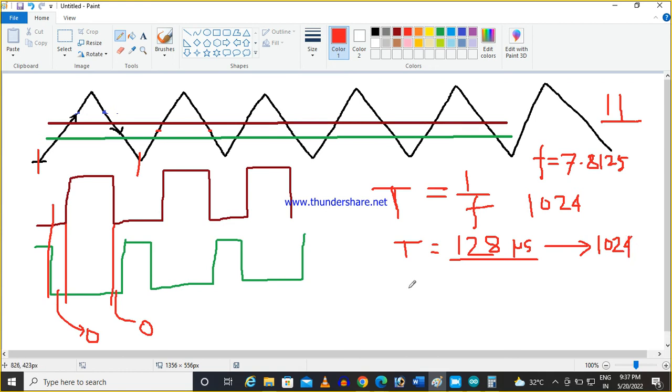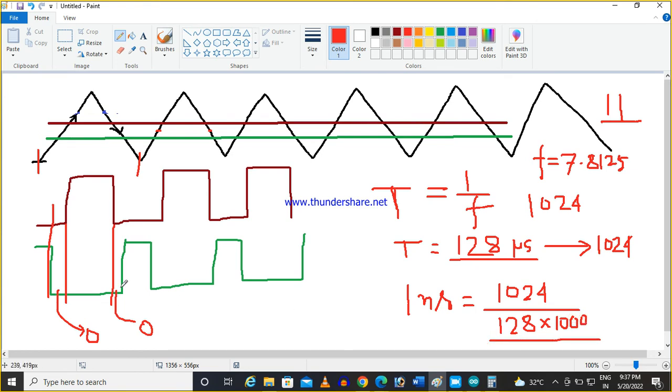Okay, so per nanosecond is covered by 1024 divided by that 128 into 10 to the power 3.